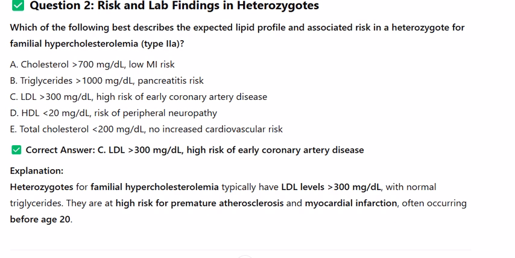Explanation: heterozygotes for familial hypercholesterolemia typically have LDL levels above 300 mg per deciliter with normal triglycerides. They are at high risk for premature atherosclerosis and myocardial infarction, often occurring before age 20.